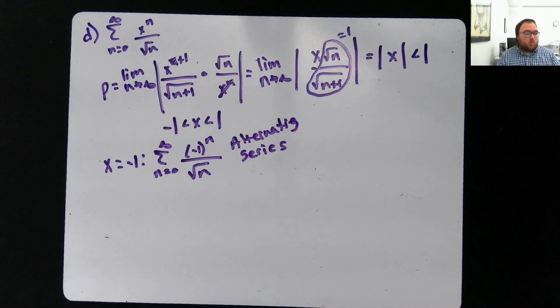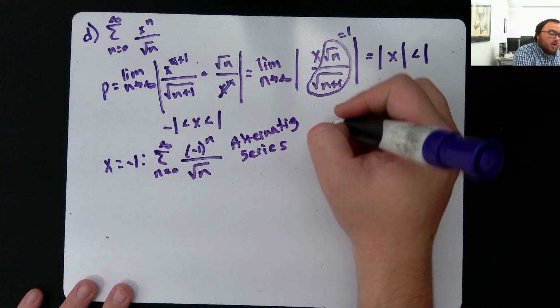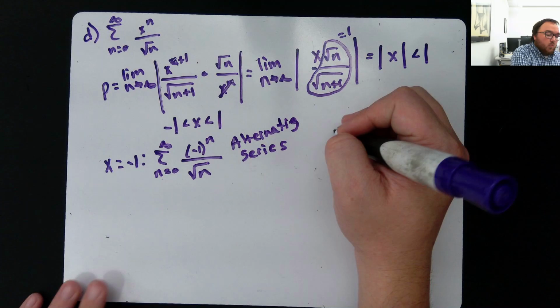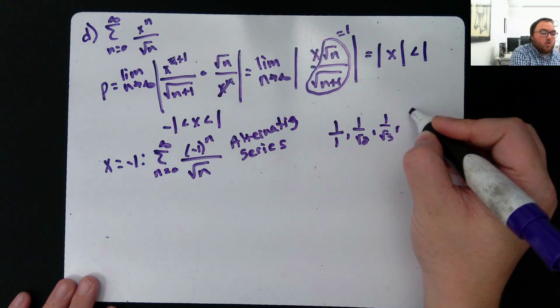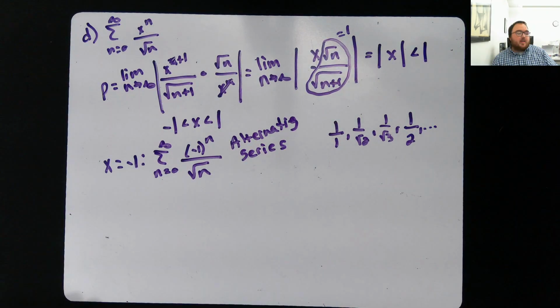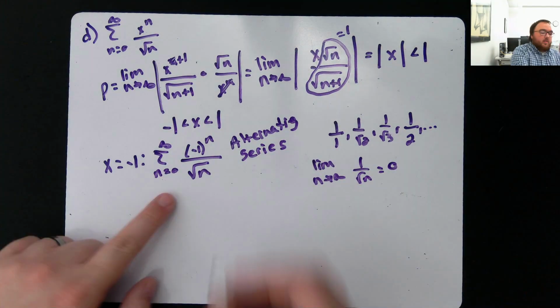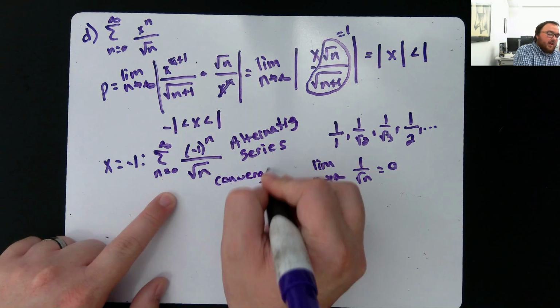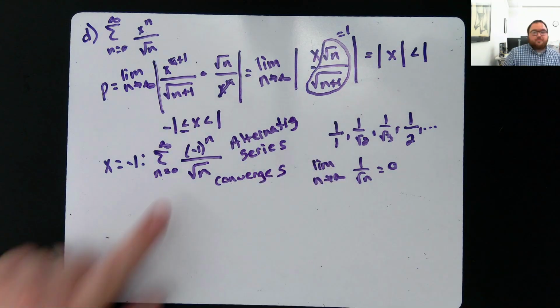So 1 over square root of n. Plug in a 1, you get 1 over 1. Plug in a 2, you get 1 over square root of 2. Plug in a 3, 1 over square root of 3. Plug in a 4, 1 over square root of 4, which is 2. On and on, you can see that is decreasing. And then make sure that the limit is equal to 0, which it is. So I'm good. This one converges, and for the -1, it works. Now try a 1.